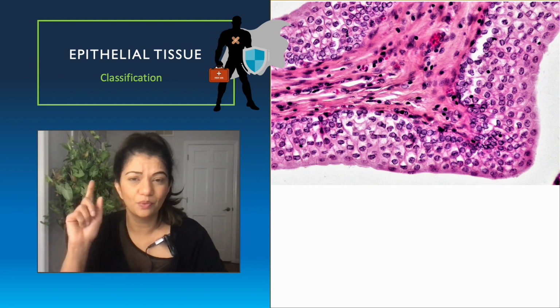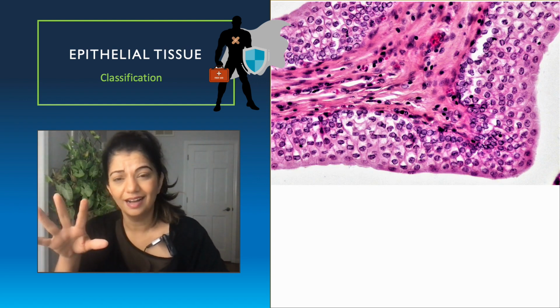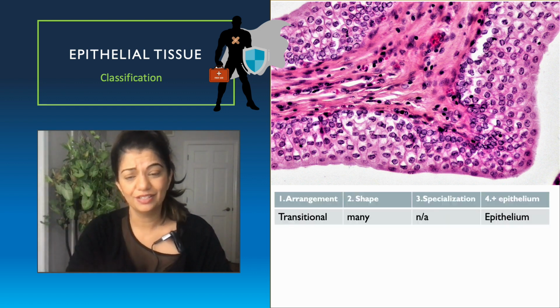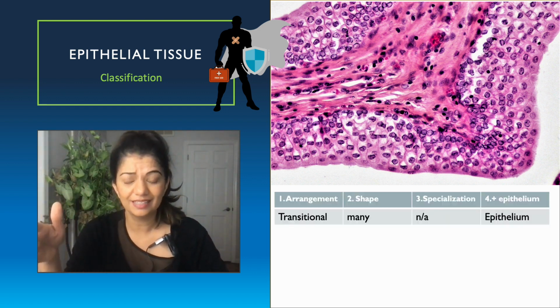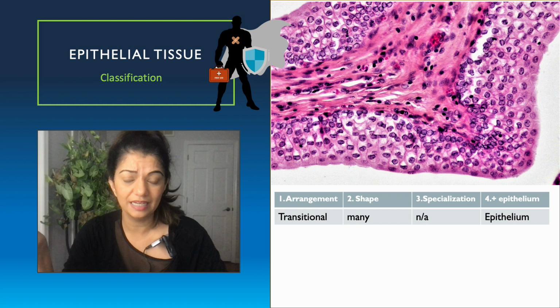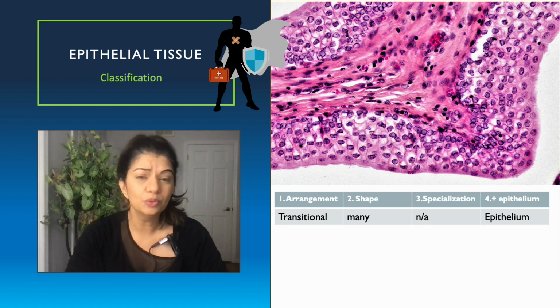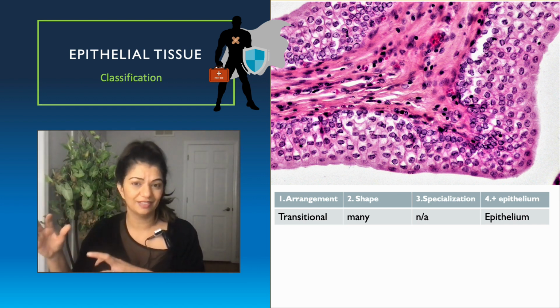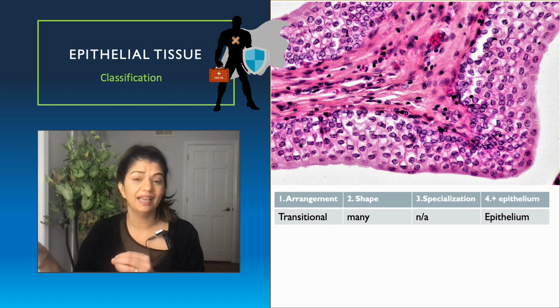Oh, I forgot. I've got one more slide in here to show the histology of transitional epithelium. So as you can see on the slide, the shapes aren't very defined, or they look like several different shapes, right? So this is called transitional epithelium because there are many shapes and there's no specialization here. And they're called this because there's this gradual change in the shapes of the apical cells as in the bladder, and a change occurs as the bladder fills with urine.